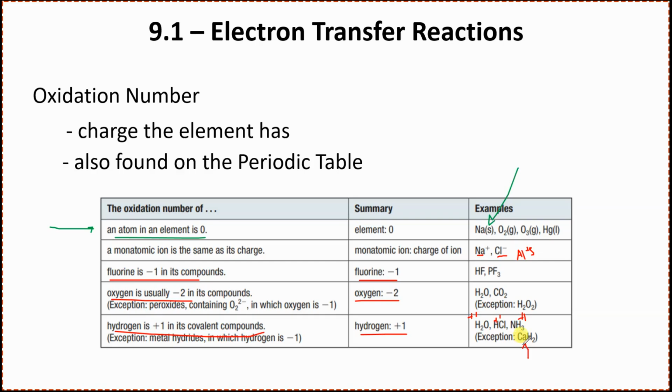And we do have one exception. That's when it's an ionic compound, right? Because calcium's +2, and then hydrogen would have to be -1. So if it's covalent, hydrogen's +1, and if it's ionic, it's going to be -1. So knowing those suggestions, we're going to look at a few examples and figure out a few numbers.